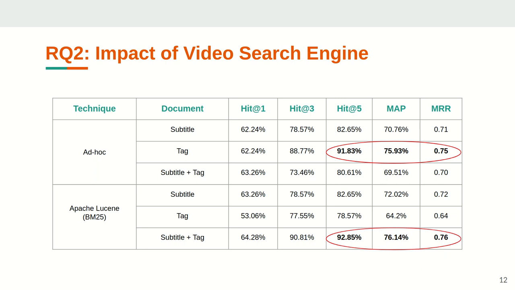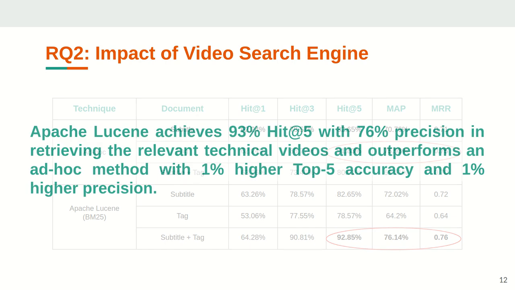And in total, Apache Lucene performs slightly better than the AdHoc search engine. And in conclusion, Apache Lucene achieves 93% hit at 5 with 76% precision in retrieving the relevant technical videos, and outperforms the AdHoc method with 1% higher top 5 accuracy and 1% higher precision.